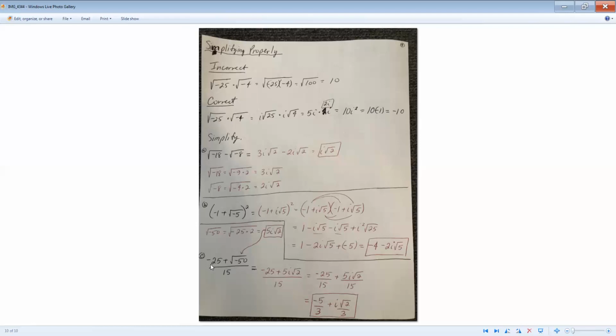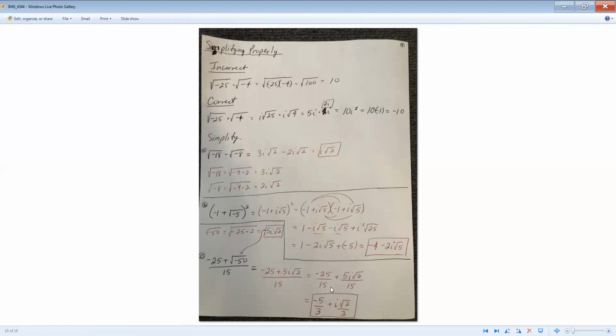Last one, negative 25 plus the square root of negative 50, all over 15. So we will reduce the square root of negative 50, break it up into the square root of negative 25 times 2. The square root of negative 25 is 5i, and we leave the 2 under the radical. So that's where we simplify that. Then that 15 needs to go into each term. So there's negative 25 over 15 plus 5i square root of 2 over 15.